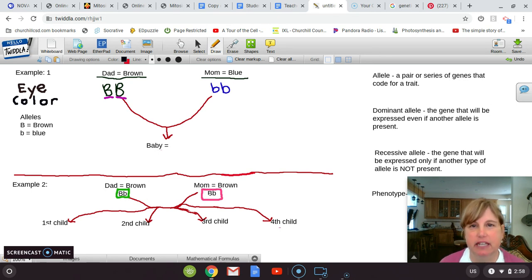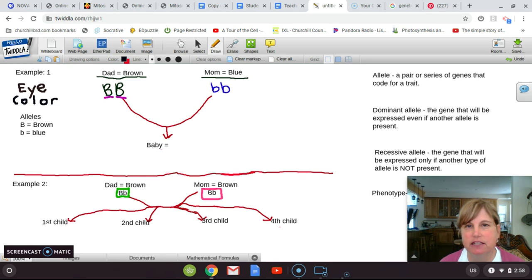We are going to look at an example with human beings because it's a little easier to relate to than an example with pea plants. But it's going to be the same idea, and I'll link it back to that. The definitions at the bottom of your fill in the blank include allele, and you have to actually fill that in. It's not in the word bank. The definition of allele: it's a pair or set of genes, a series of genes that code for a trait. So here's an example.